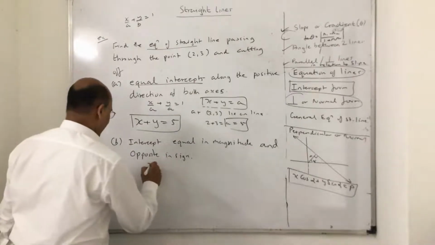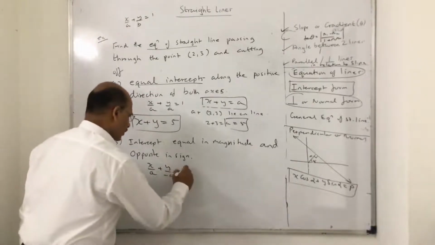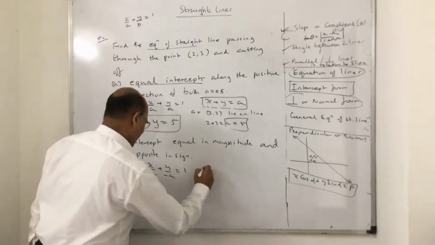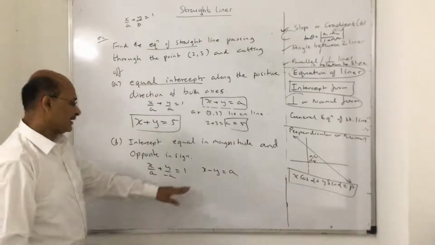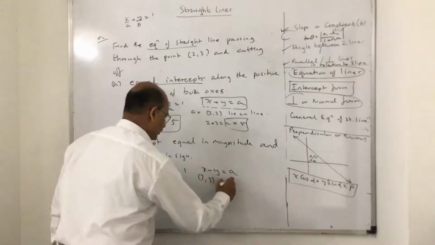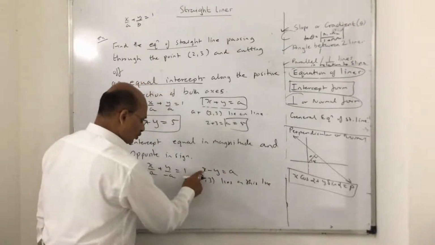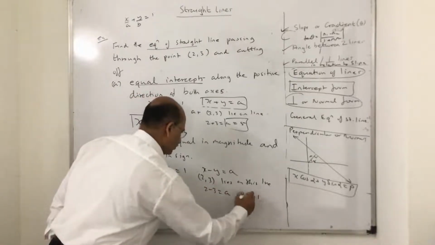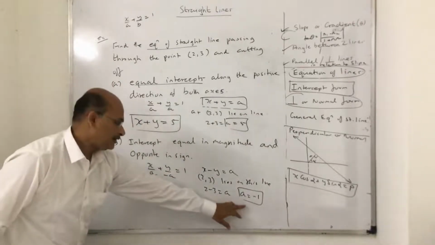Fine? So if I take one of the intercepts as A, the second will be minus A: x/A + y/(-A) = 1. Now this plus into minus will become minus, so I can write x minus y is equal to A. Once again, the same format: (2, 3) lies on the line, therefore it satisfies. So 2 minus 3 is equal to A, so A is equal to minus 1. Take it and put it in this.